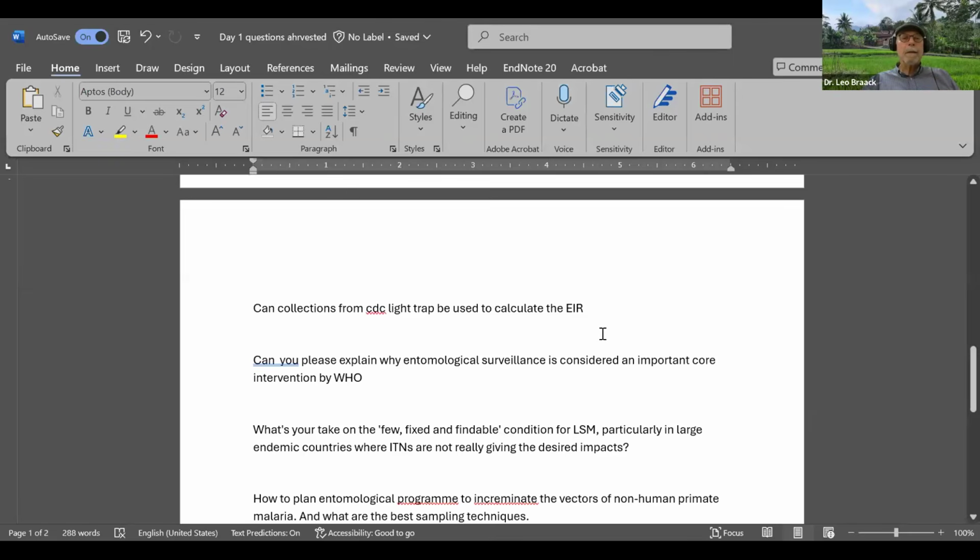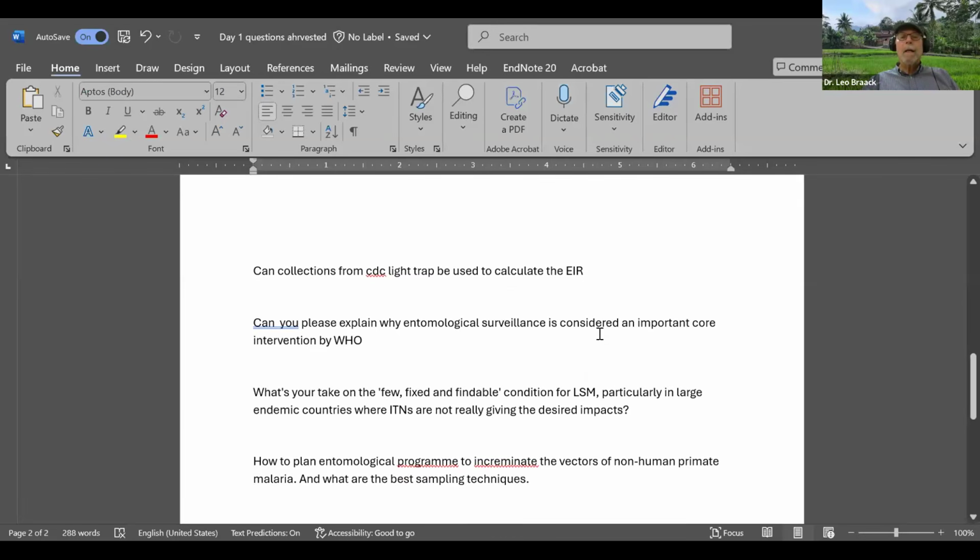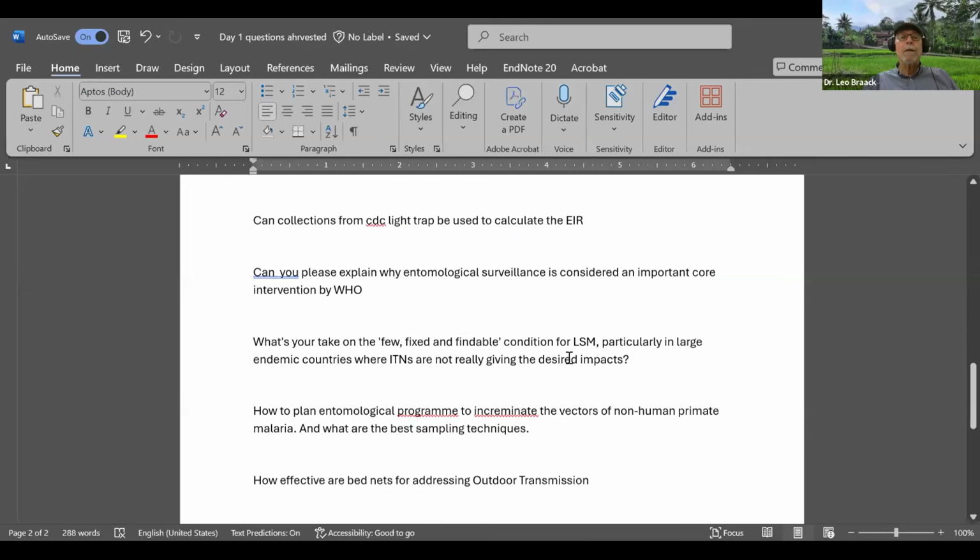Excellent response. Thank you. Well done. Thanks, Neil. Next one, second last one. Let's give two more. Can you please explain why entomological surveillance is considered an important core intervention by WHO?